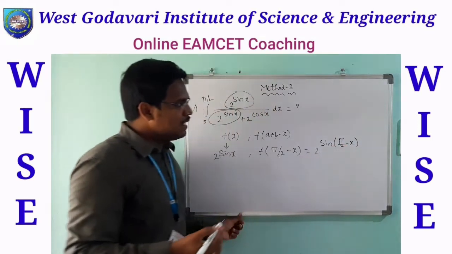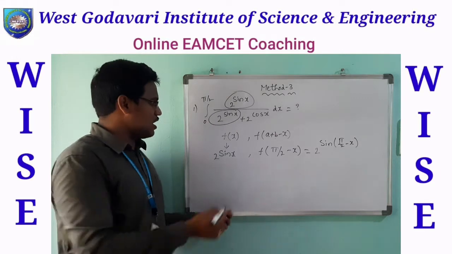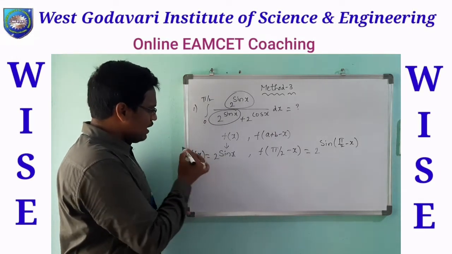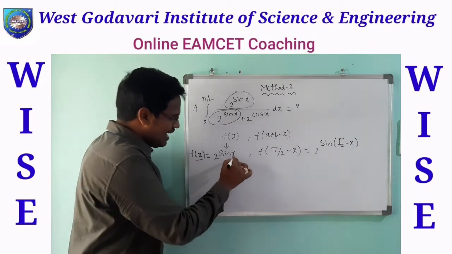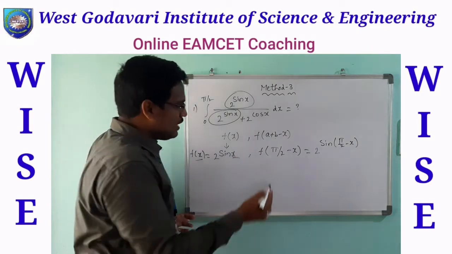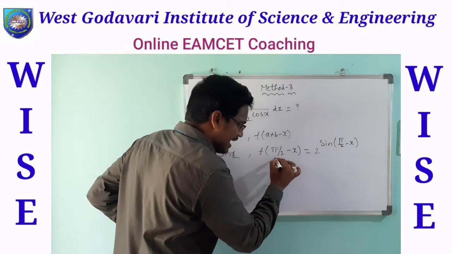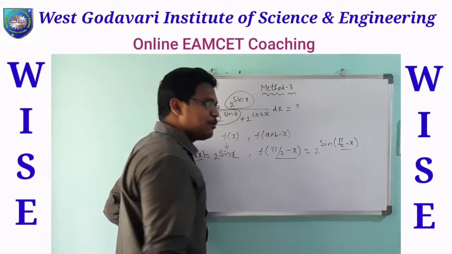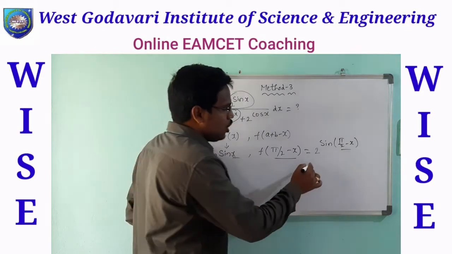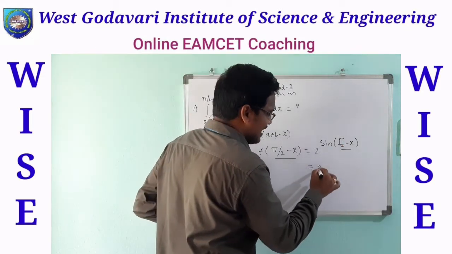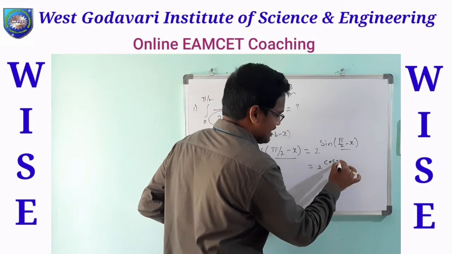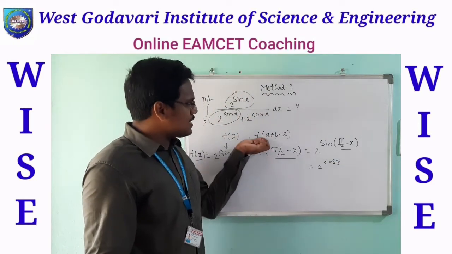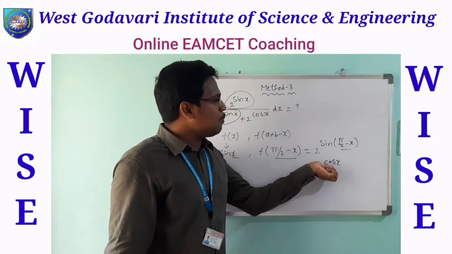2 power sin pi by 2 minus x, because f of x is equal to 2 power sin x. So here it is the x, that's why here it is also the x. So here f of pi by 2 minus x, here it is the pi by 2 minus x, here it is also the pi by 2 minus x. So we know that 2 power sin pi by 2 minus x is 2 power cos x. So hence f of a plus b minus x is 2 power cos x.